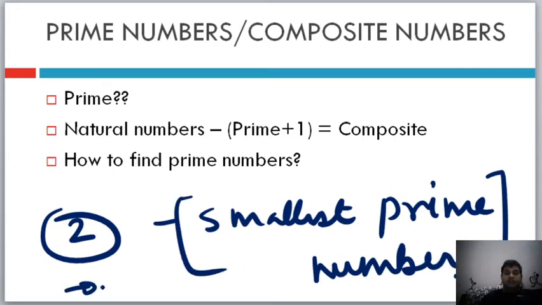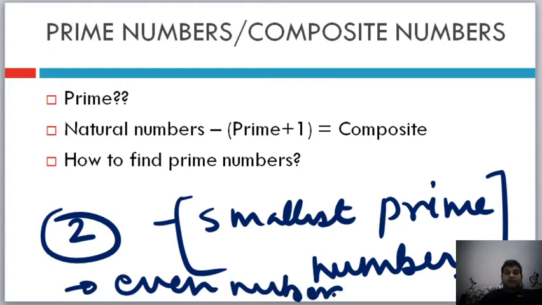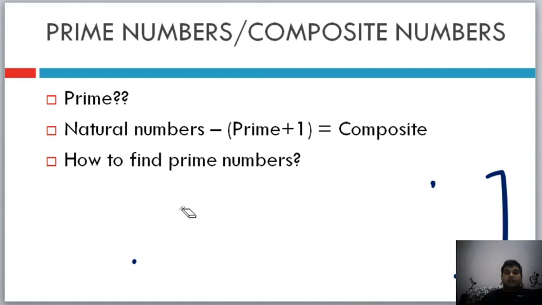It also is the only even number which is prime. Okay, only even number which is prime. So these two are important, and the rest, all the other prime numbers, they are odd numbers. Okay, even and odd, I hope that we are clear on it.